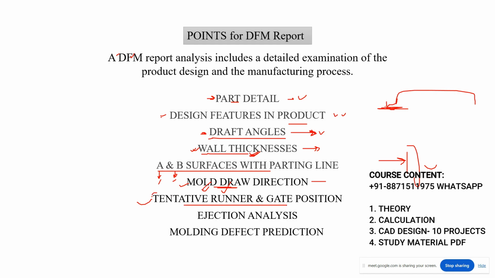So basically it will show the best position for the runner and the gate. And for that we have to give the customer options, that we should take this type of runner like 1, or this type of runner like 2. Ejection analysis: depending upon the component application or appearance, we have to select the ejection. Before selecting the ejection, we have to discuss with the customer also, right?